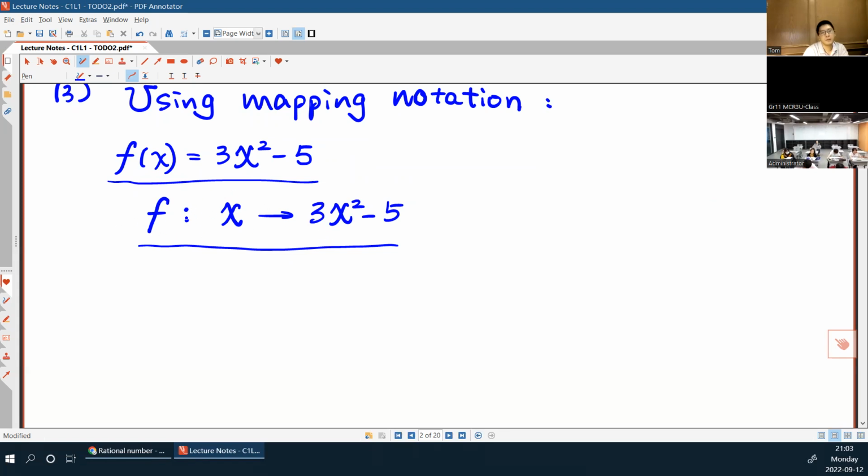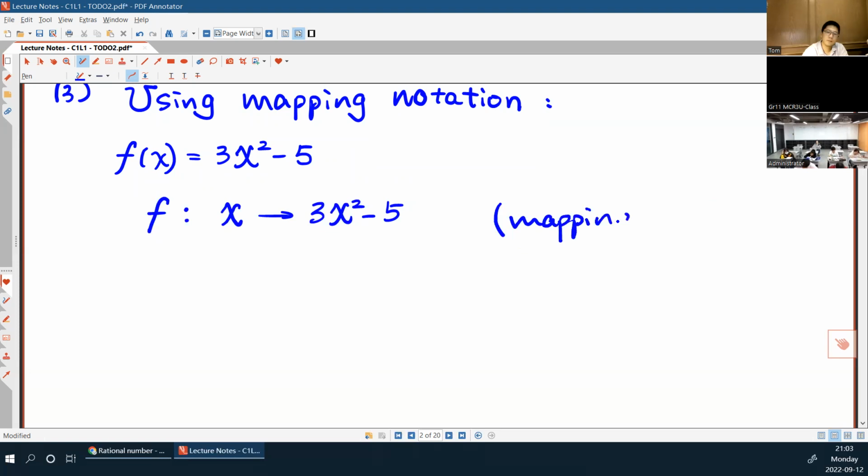In some books, you can see a function like this. For example, if you see this notation, you should be able to tell this is actually a function, okay? Let me put a note here. This is called a mapping notation. And the above expression is called a function notation.